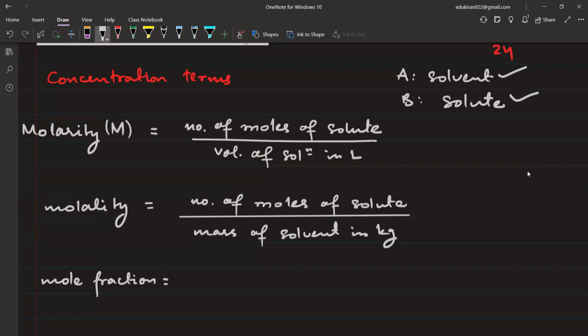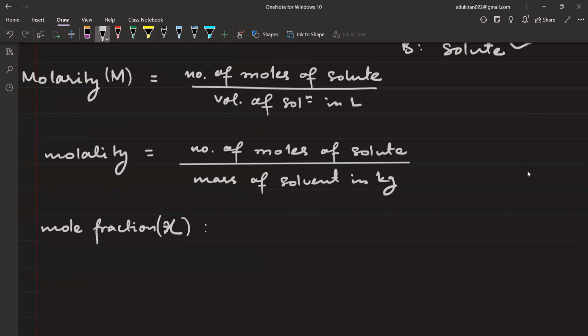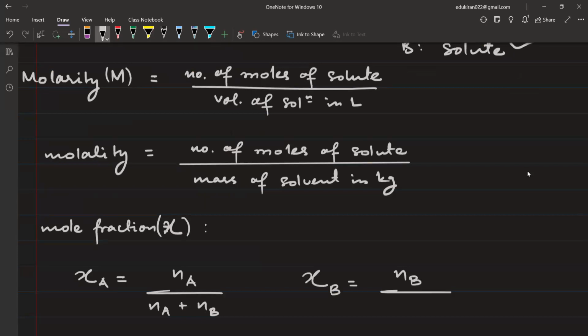Now, mole fraction is given as chi, and it can be given for both, chi A and chi B. The mole fraction of the solvent will be equal to number of moles of solvent divided by number of moles of solvent plus number of moles of solute. Similarly, the mole fraction of solute will be equal to number of moles of solute divided by number of moles of solvent plus number of moles of solute.